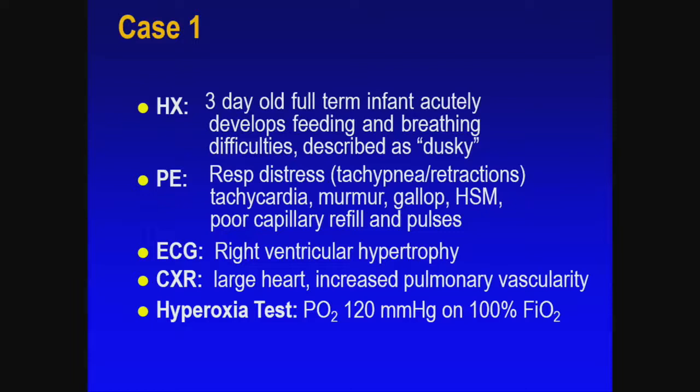The first case is of a 3-year-old full-term infant acutely developing feeding and breathing difficulties. The baby is described as dusky. The patient is in respiratory distress. There is tachycardia, murmur, gallop, hepatosplenomegaly, poor capillary refill. There is right ventricular hypertrophy, large heart on X-ray, increased pulmonary vascularity, but on giving 100% oxygen, there is increase in PO2 to 120, okay? So you have a child who is perfusing poorly, there is right ventricular hypertrophy and increased pulmonary vasculature.